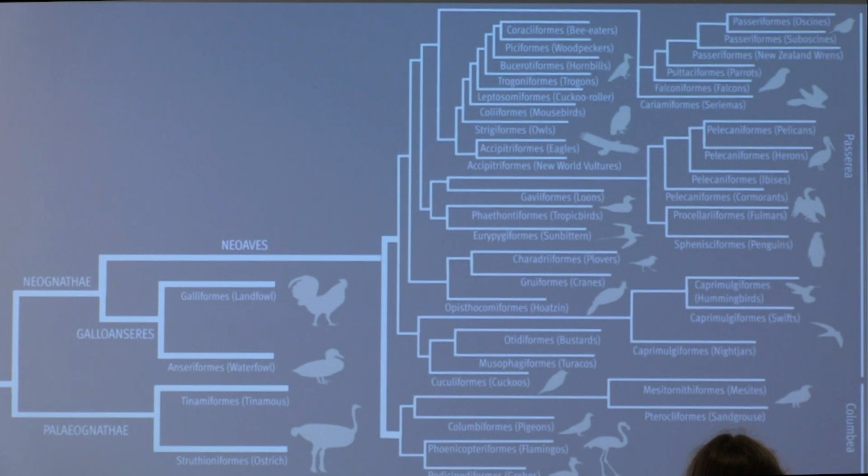There are all these different divergences, beginning first with New World birds and Old World birds, and then going into the rays versus everything else. How do those species emerge?